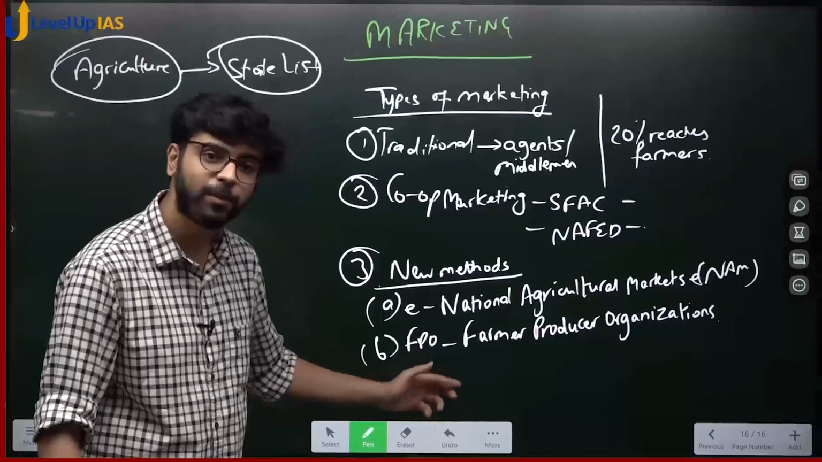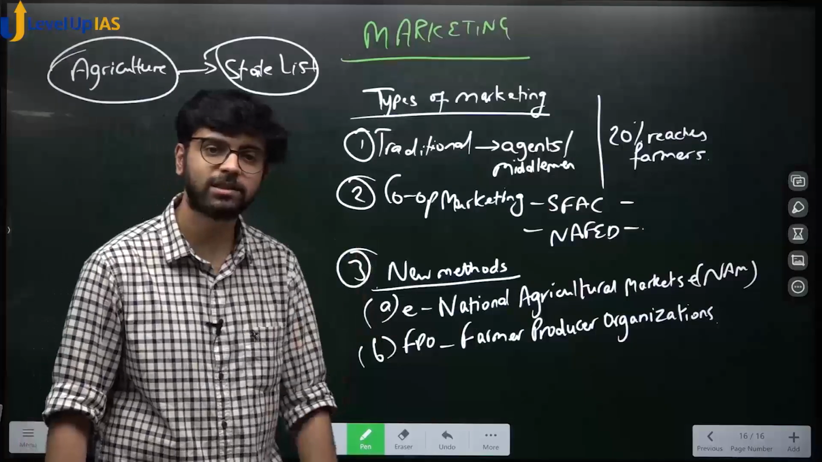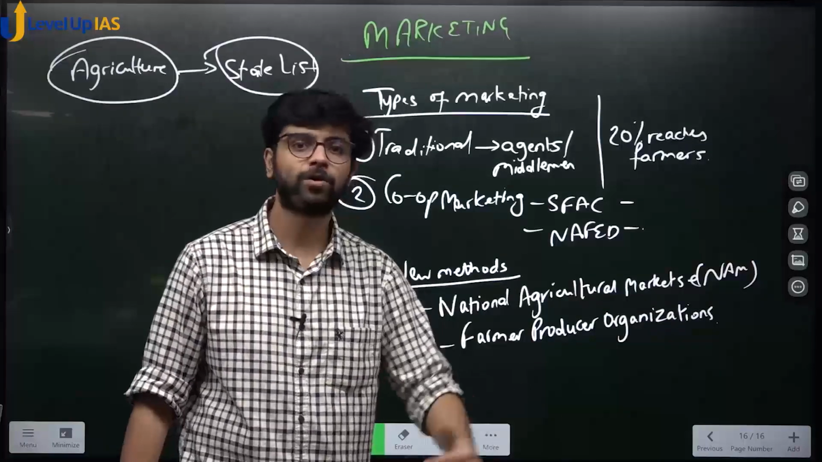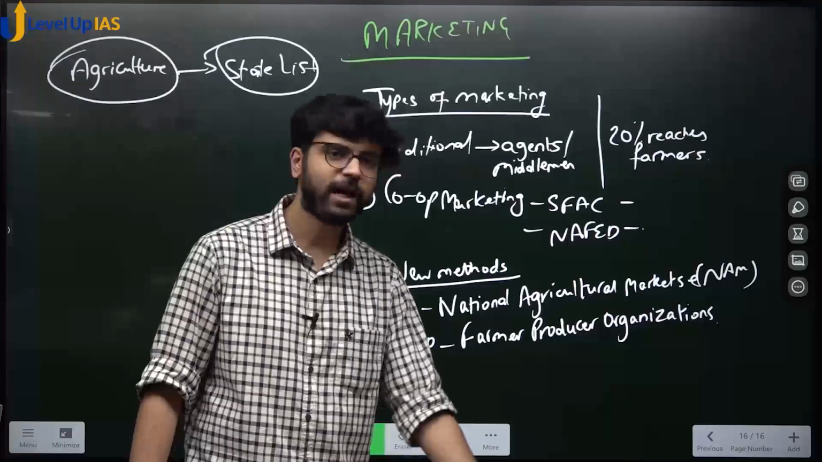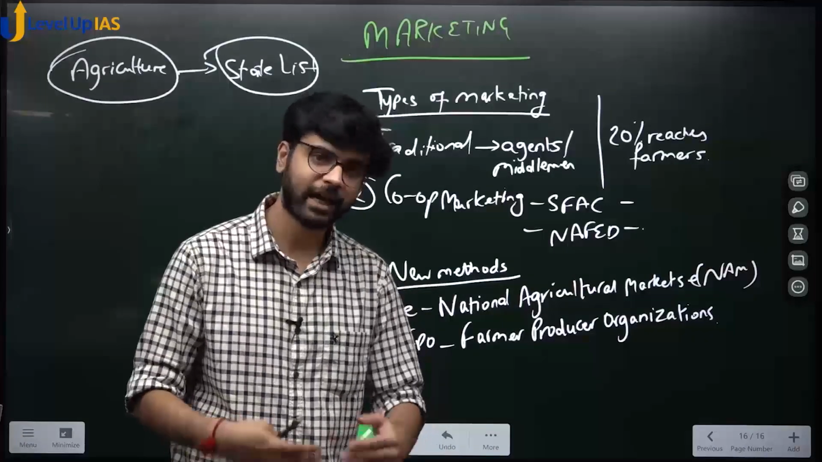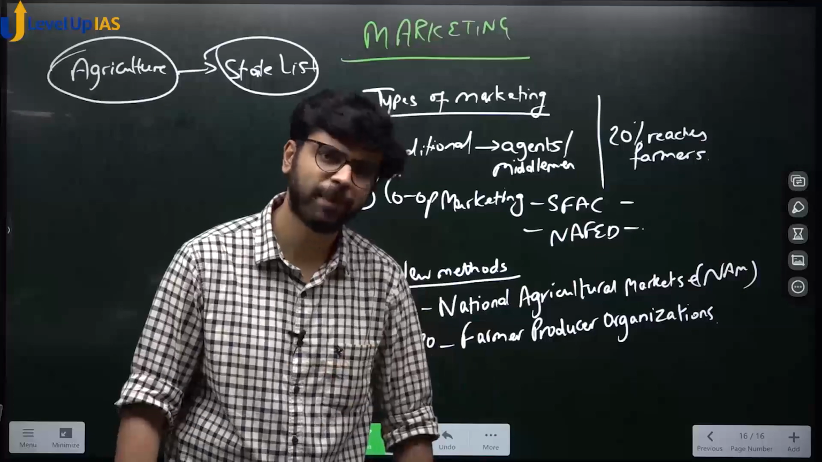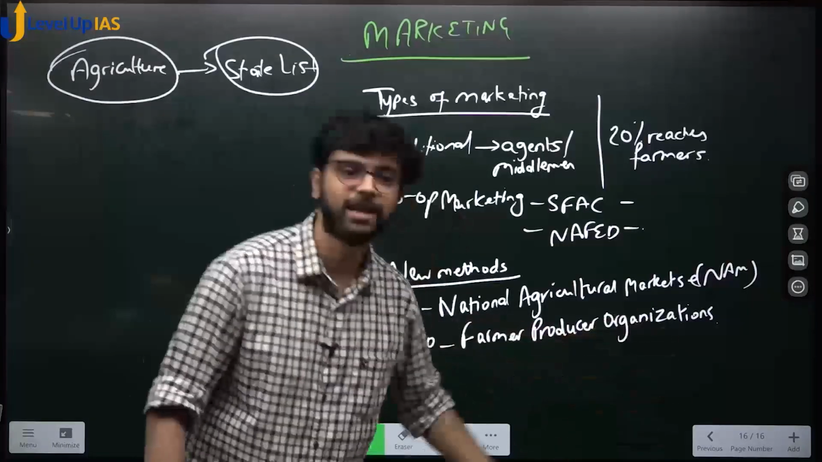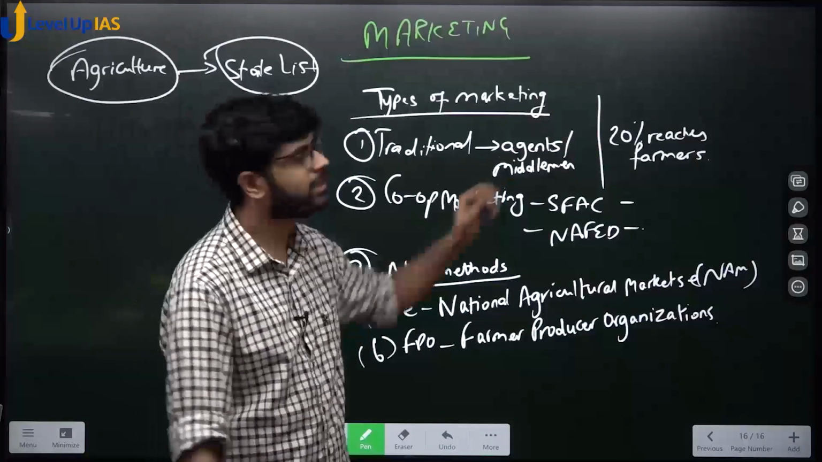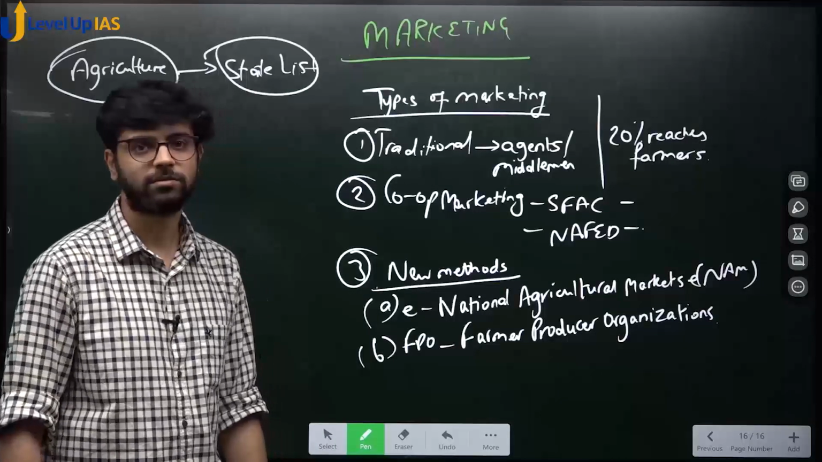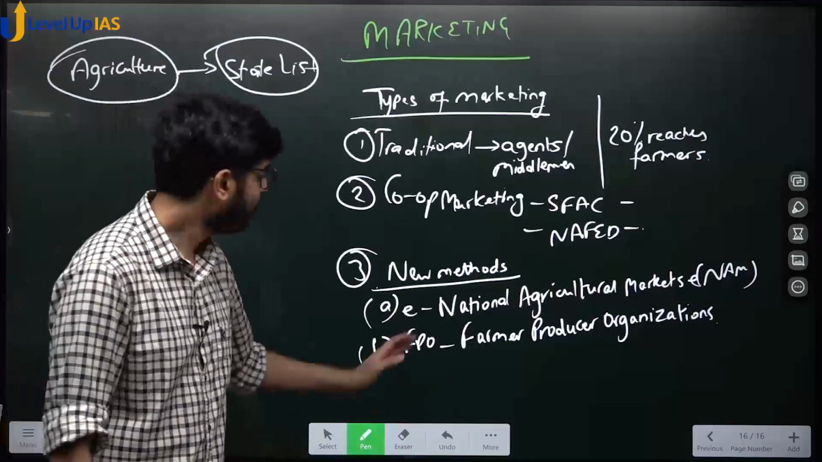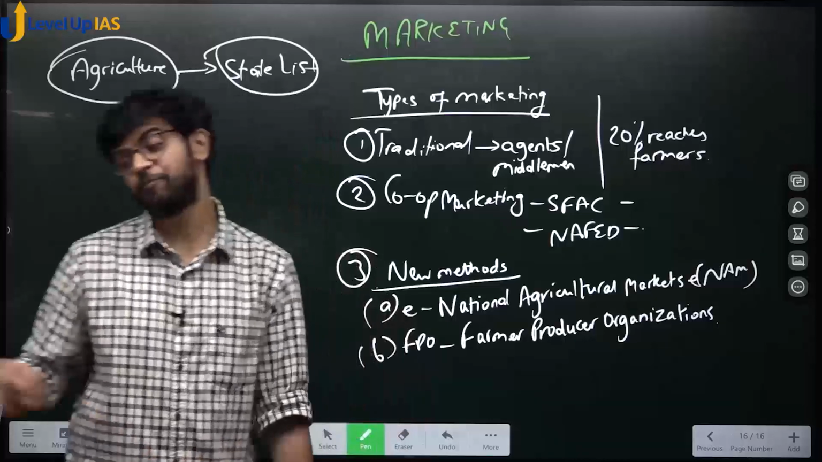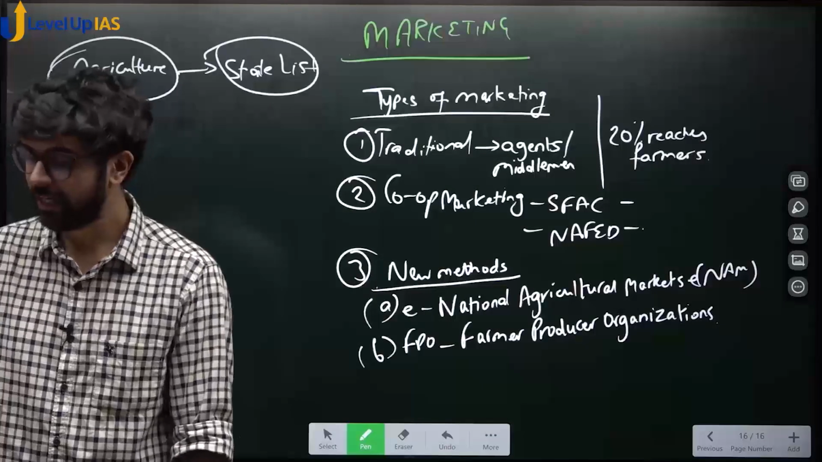Can 20 farmers come together and start a food processing industry? Let's say 20 apple growers are there. Individually they are small, but together they can set up an apple juice manufacturing company, small time. Yes or no? Farmer producer organizations. They don't need to go to the agents now. Samjha? Farmer producer organizations, FPOs. Very interesting.